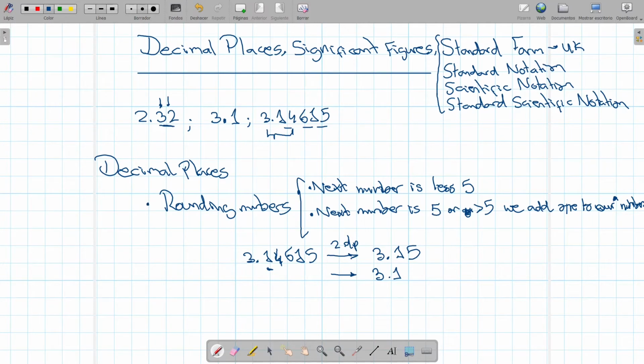As you go on, you'll discover that the second rule is sometimes changed a bit, and we decide if it's an odd or even number or whatever. But the most common way to round up decimal numbers is this one. Okay. So this is decimal places. What does significant figures mean?